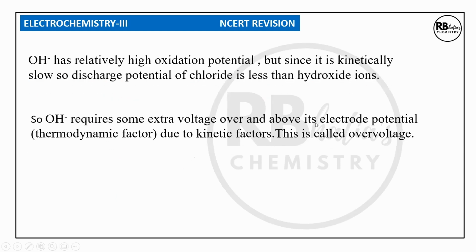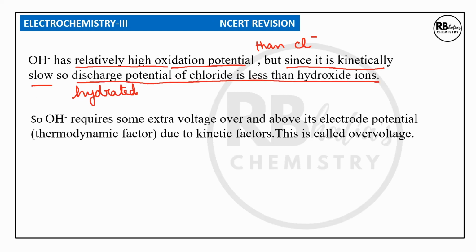So if we look at this concept, OH negative ion has a relatively higher oxidation potential than chloride ion. But since it moves slowly, it is kinetically slow because it is highly hydrated. It is surrounded by water molecules. So its overall discharge potential becomes higher. So the discharge potential of chloride ion becomes less than hydroxide ion.